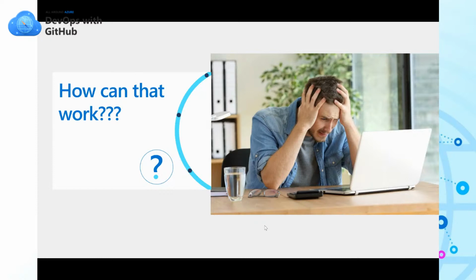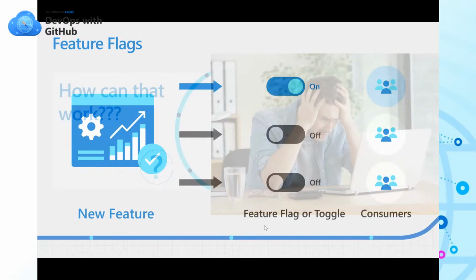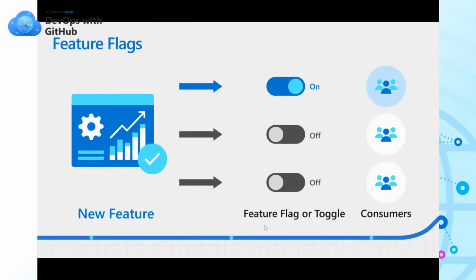But how could that possibly work? I know that you're thinking this. If you're all developing off the main branch, then you should be introducing bugs all over the place, right? No. Tailwind Traders solved that problem by using a software technique called feature flags or feature toggles or switches or however you call the thing.